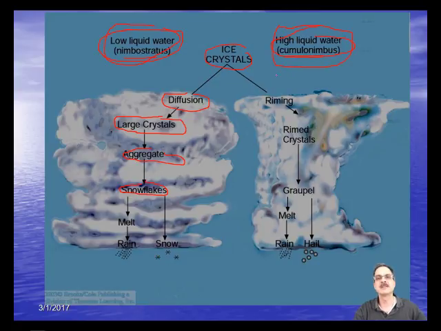Now, if we come over to the high liquid water clouds, or the cumulonimbus clouds, what happens is you get riming in the upper atmosphere, the upper heights of the clouds, and it creates the rimed crystals, and this produces graupel, a type of snow. And then again, if the temperature profile is warmer than 0 degrees Celsius, the graupel will melt and we'll get rain. Now, if it's not warmer, then if it's below 0 degrees Celsius, we can get hail that comes out of the bottom of these clouds. So that's our review of the liquid water content for the clouds.